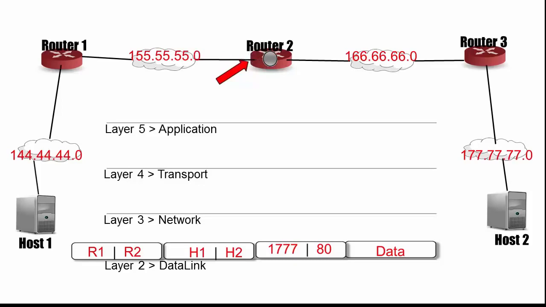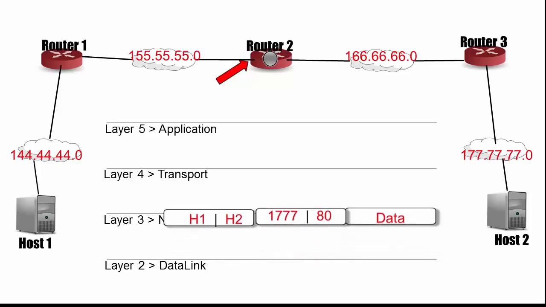Here, the frame is received at router 2. Router 2 looks at the frame and realizes that the hardware destination address matches its own, so it knows that the frame is addressed to itself. At this point, it removes the header, which it no longer needs. That's the frame header. And the datagram is passed up to the network layer.